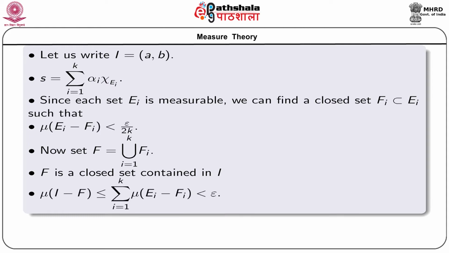If we consider the difference I minus F, then it is clear that mu of I minus F is less than or equal to sigma i equal to 1 to k mu of E_i minus F_i, and this is less than epsilon. So, here we again use the countable subadditivity of the Lebesgue measure.